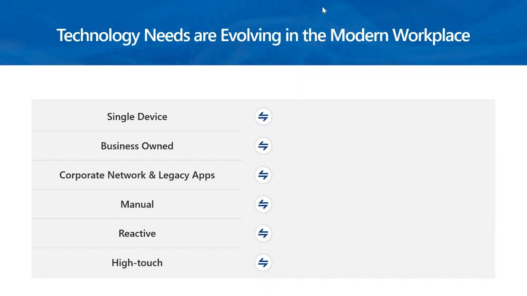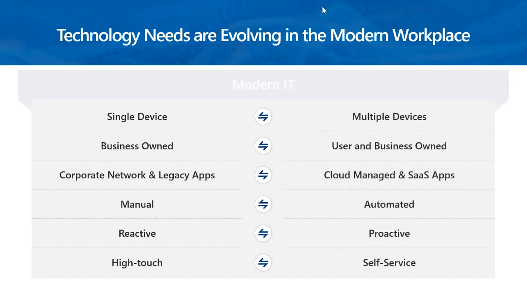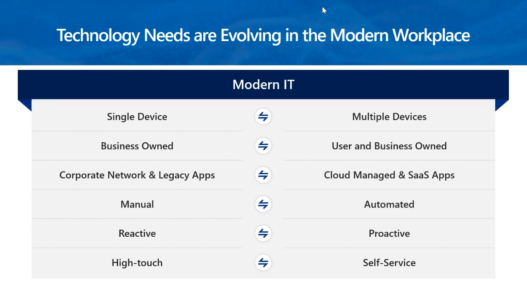So as the slide states, technology needs are evolving for modern companies. Everyone remembers the good old days when everyone would just have one business-owned device. Everything, including applications, were housed within the corporate environment, and we used a manual process. We didn't need to fix stuff unless it was broken, and everyone called the help desk for everything. Times have and are quickly still changing.